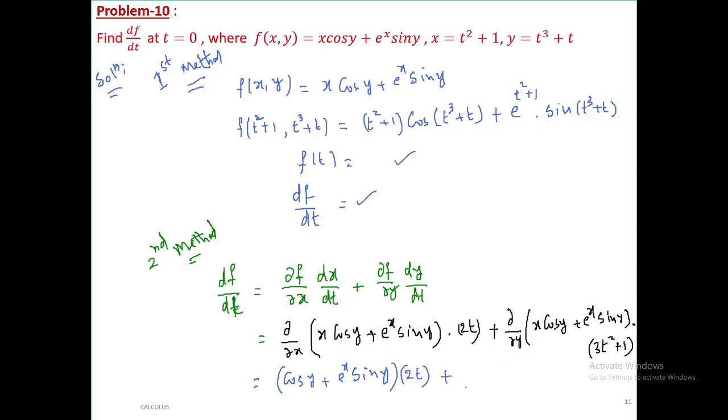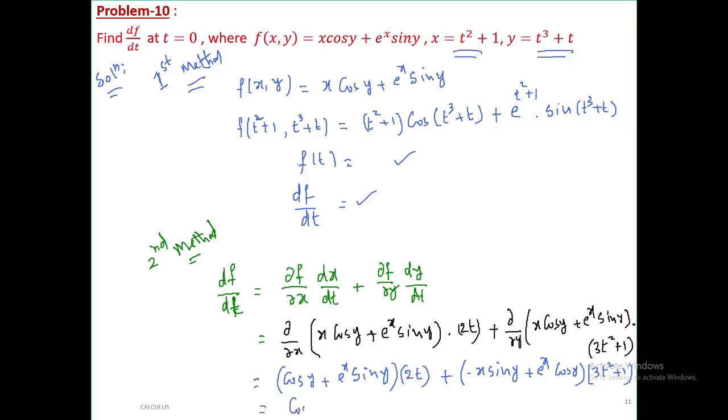Next ∂ by ∂y. So minus x into sin y, minus x into sin y, plus with respect to y, so e power x cos y and 3t square plus 1. Next, now the derivative is over, the partial derivative is over. Next replace the y value. Y value here how much? t cube plus t, look at the problem. Y value is t cube plus t, x value is t square plus 1. That you substitute back here. Then what you will get?